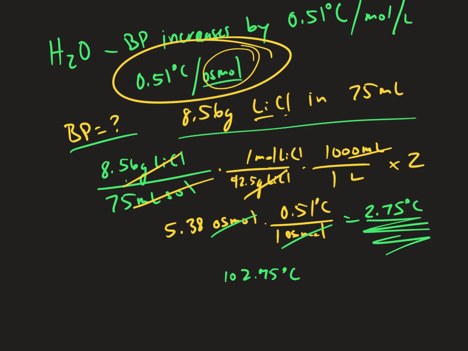So water boils normally at 100 degrees Celsius. Yeah. So boiling point always increases by increasing the number of particles dissolved. So that's why we add that. If we were talking about freezing point, then it would lower, right? Make sense?